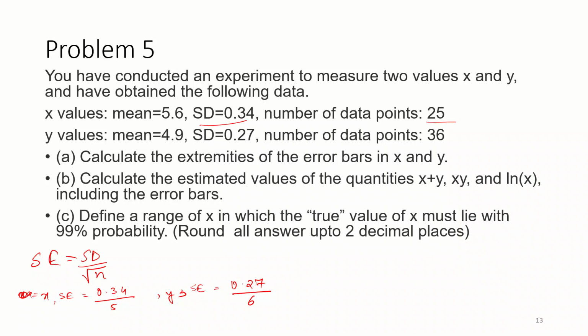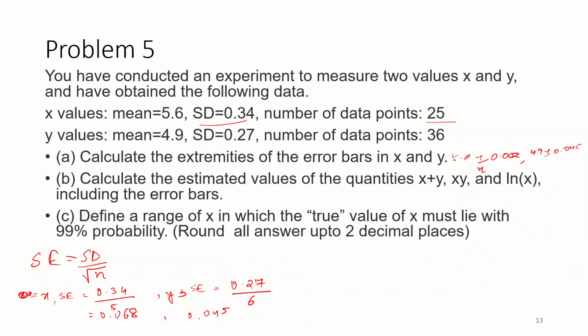0.34 divided by 5 is 0.068, and this will be 0.045. Okay, so the first answer will be this one only: 5.6 plus minus 0.068 for x, and for y it will be 4.9 plus minus 0.045.